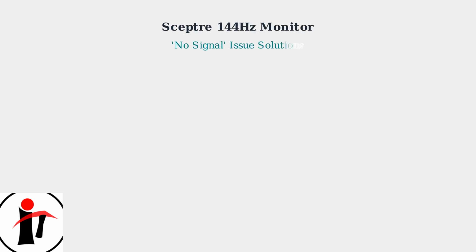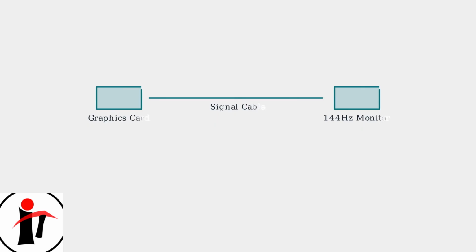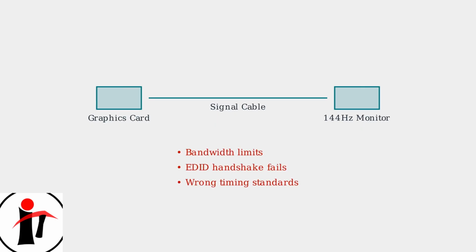Experiencing a no signal error on your Sceptre 144Hz monitor can be frustrating, especially when you're trying to enjoy high refresh rate gaming. Let's understand what causes this issue and how to fix it systematically. The no signal error typically occurs due to problems in the signal chain between your graphics card and monitor. This includes bandwidth limitations, failed EDID handshakes, or incorrect timing standards.